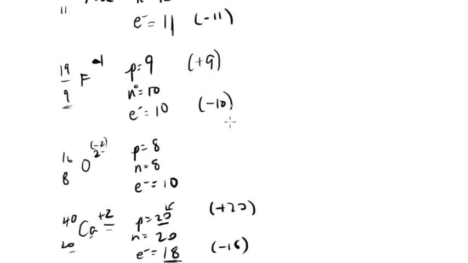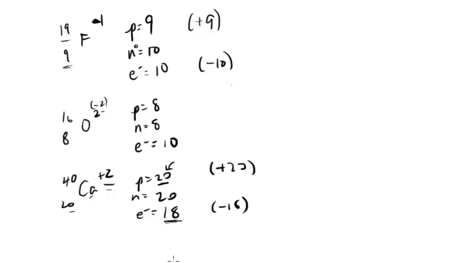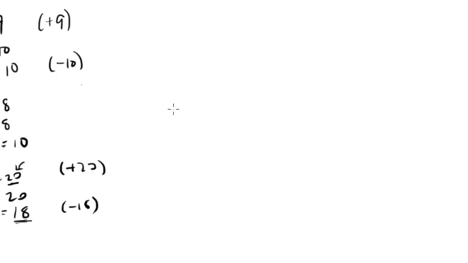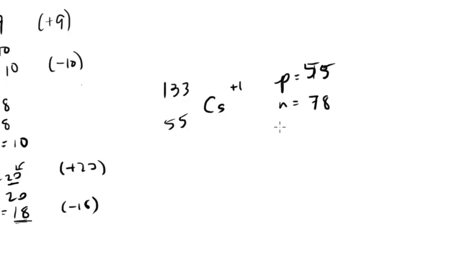Let's look at one more. And that will be 133, 55, cesium, Cs, plus 1. Well, protons are just going to be 55. Neutrons is 133 minus 55. Pop that into your calculator, you get 78. What about electrons? Well, we have 1 extra positive charge, which means we're going to have 1 fewer electron, so that means we're going to have 54 electrons. And that's about it.